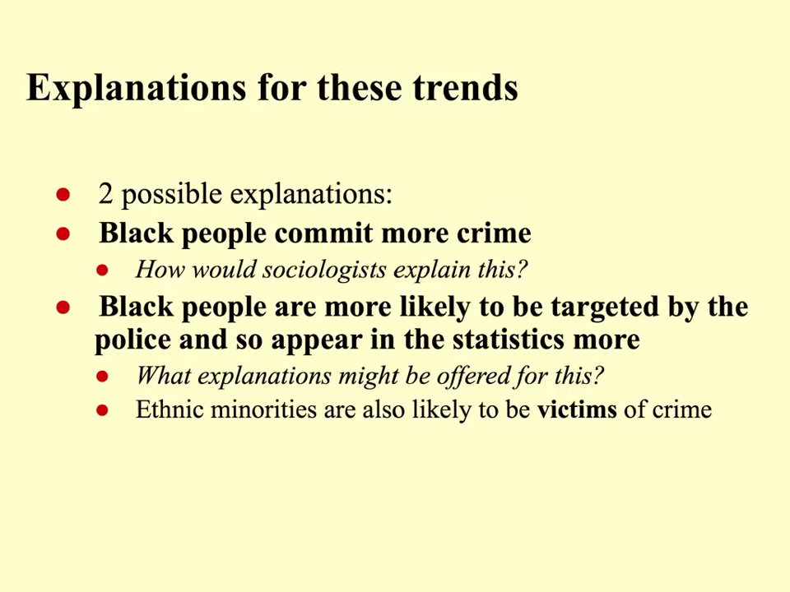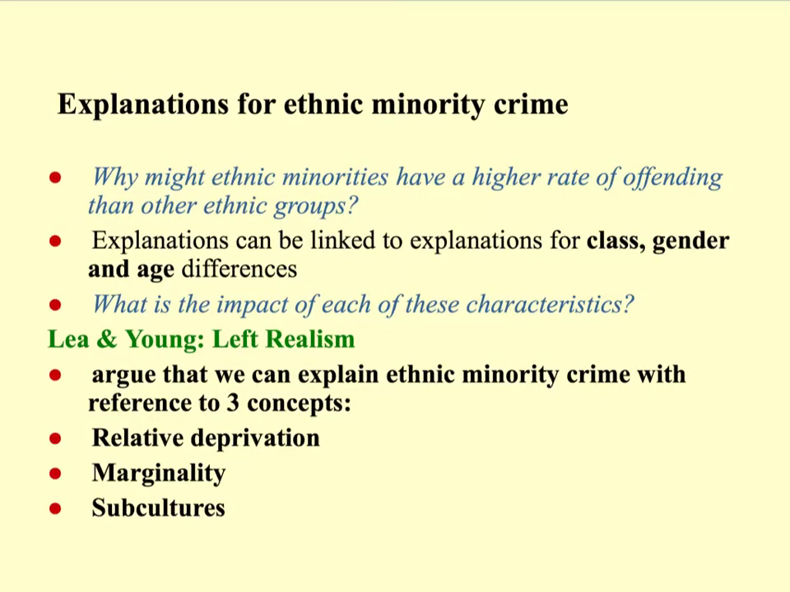But what does get underreported is that ethnic minorities are also more likely than white British people to be the victims of crime. So, why might they have higher rates of offending than other ethnic groups? Explanations generally can be linked to the explanations we've looked at for class.